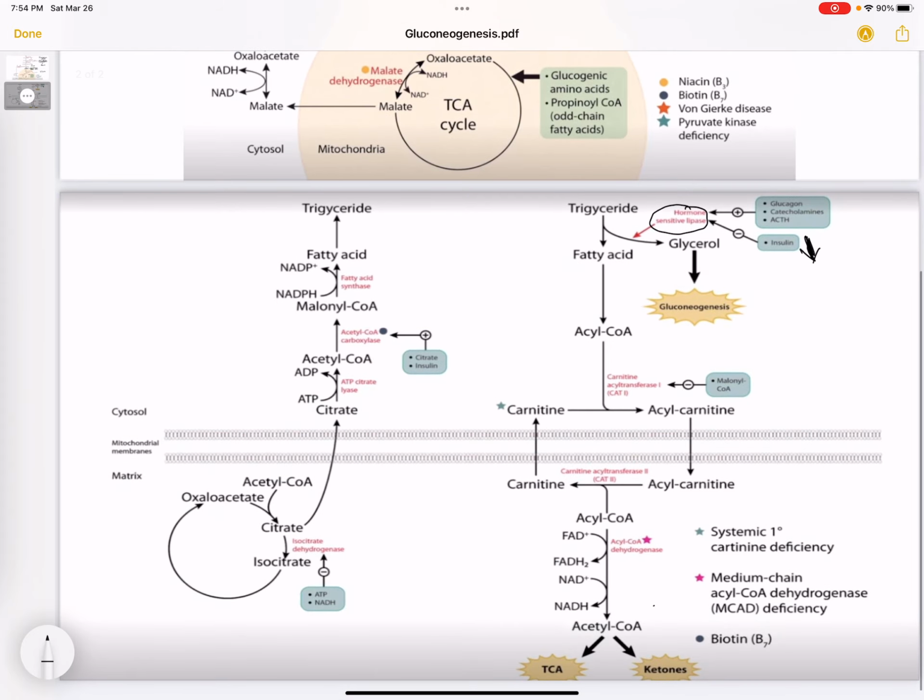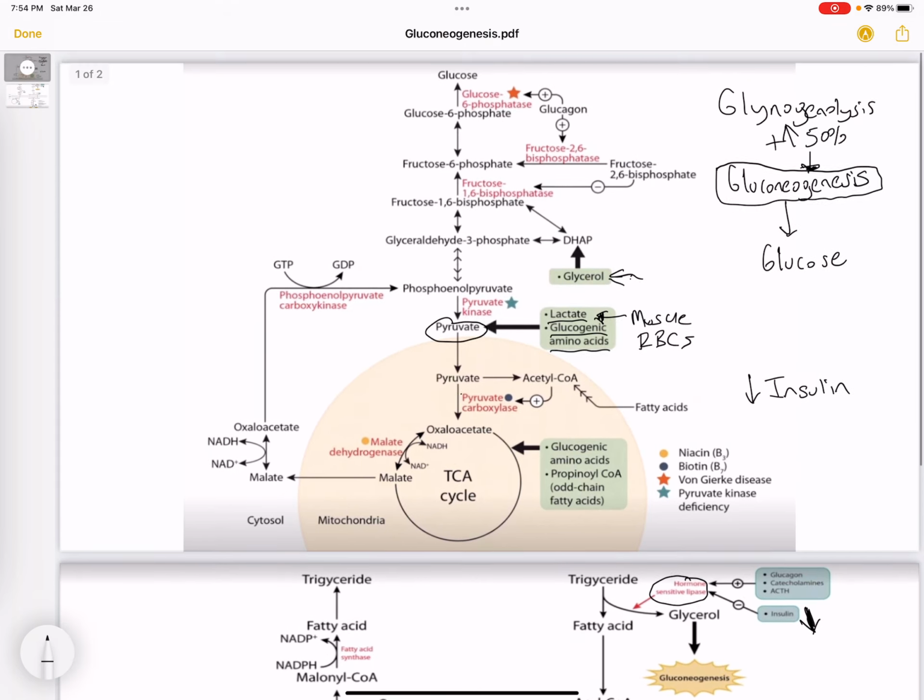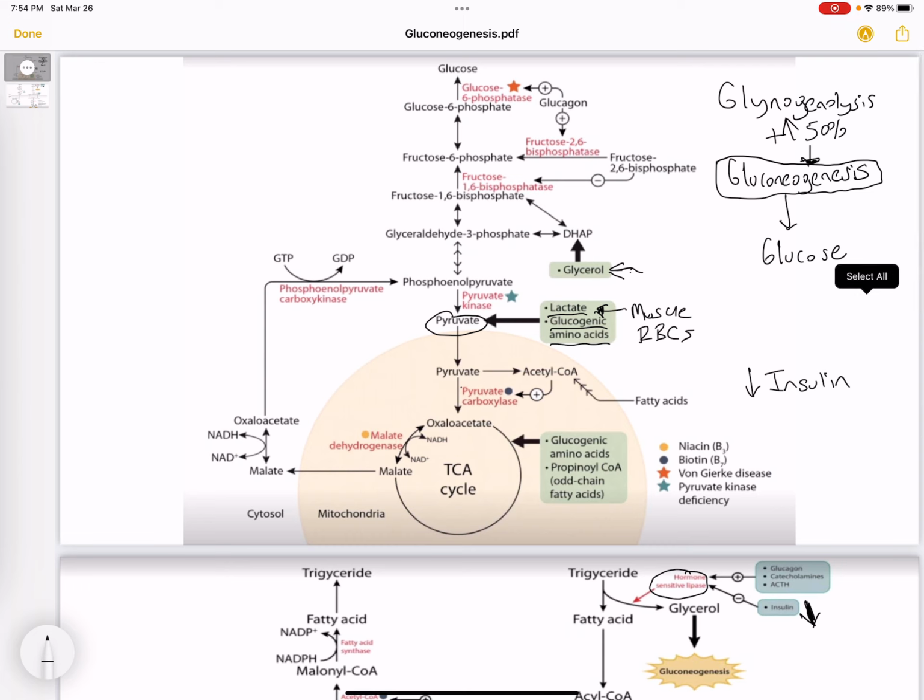Now, fatty acids are going to ultimately result in high acetyl-CoA levels, and as we can see from our image here, fatty acids are going to produce high levels of acetyl-CoA, and acetyl-CoA is actually going to upregulate gluconeogenesis. If you have high acetyl-CoA levels, it is going to upregulate the enzyme pyruvate carboxylase, converting pyruvate into oxaloacetate, and you can consider this the first step of gluconeogenesis.